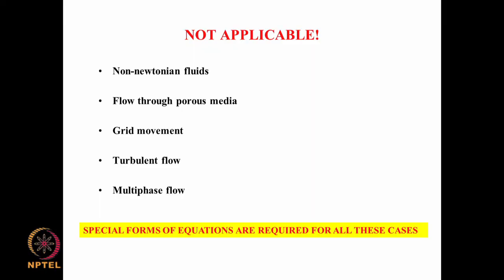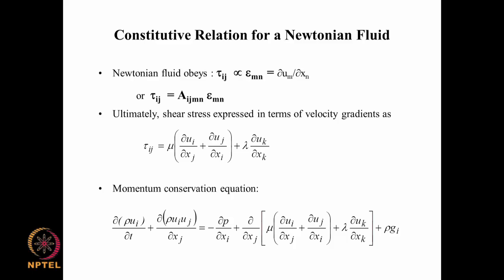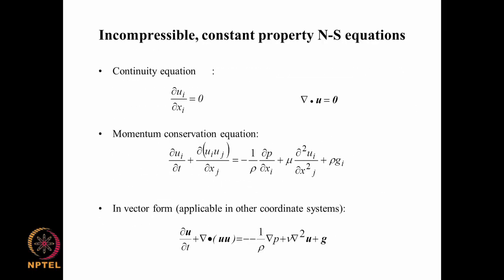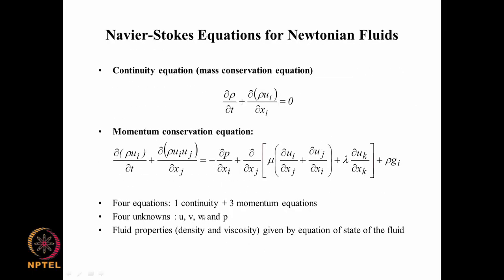And these equations are in a special form. These equations are in the form of coupled nonlinear partial differential equations, and these equations are 4 in number for the simplest case and involve 4 variables, U, V, W, P in the case of Cartesian coordinate system, and they require us to specify the density and viscosity and the 2 coefficients of viscosity for the general case.